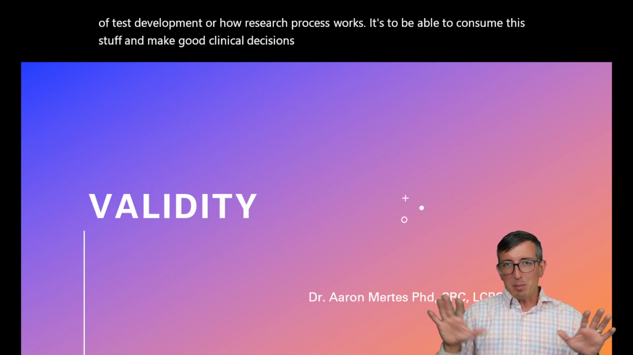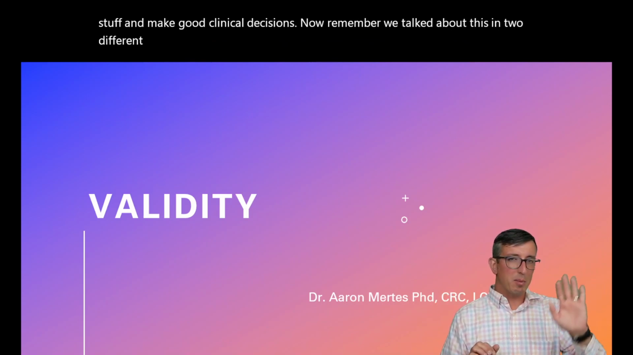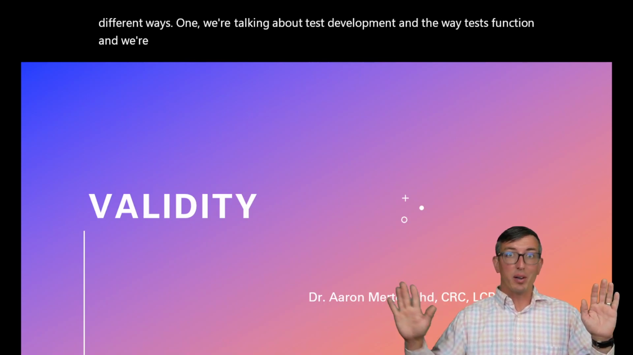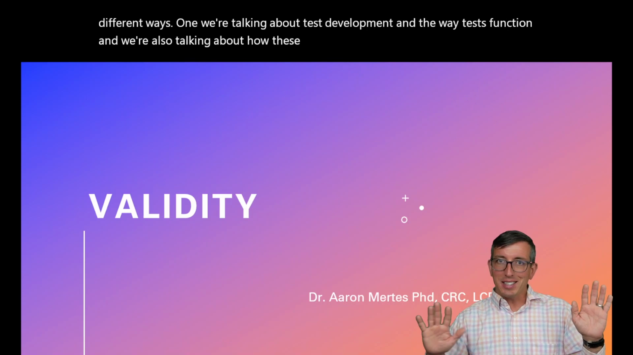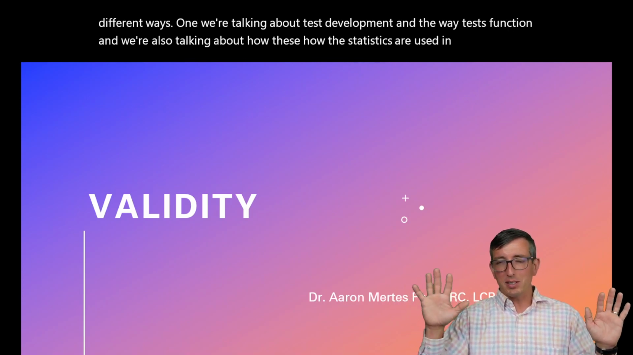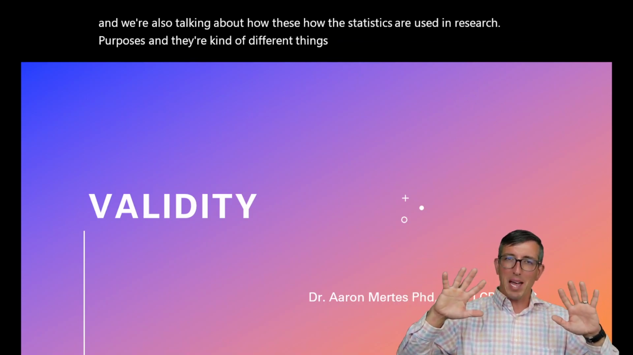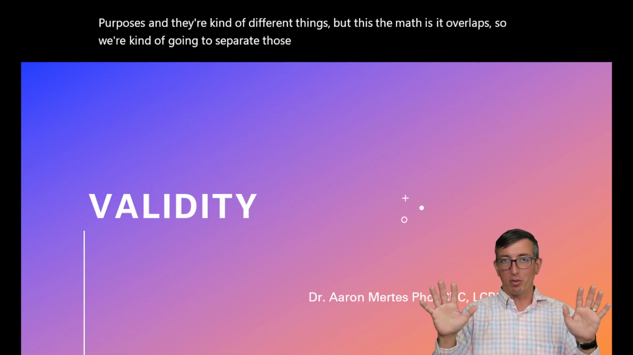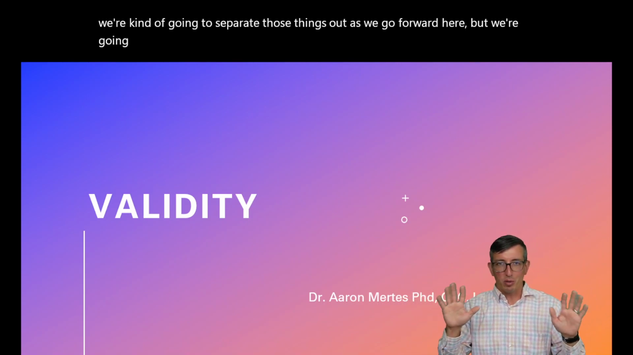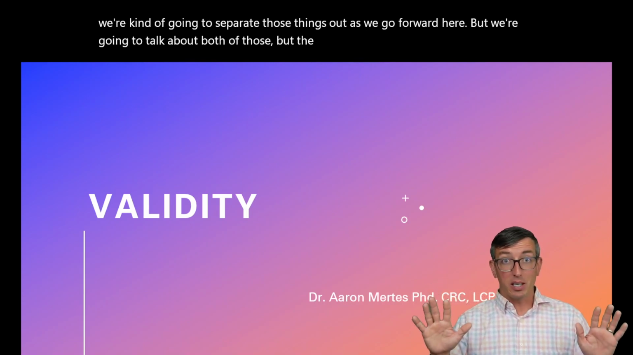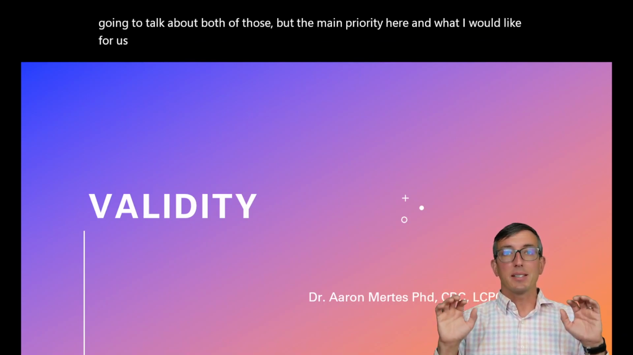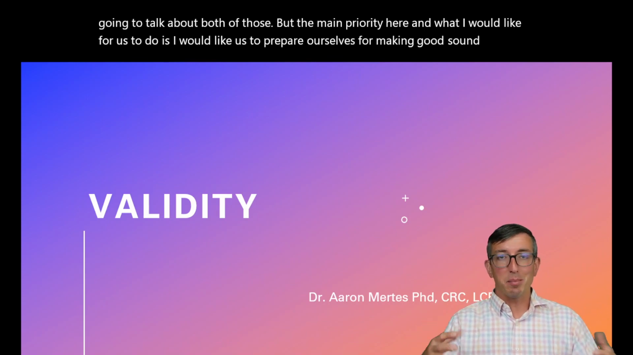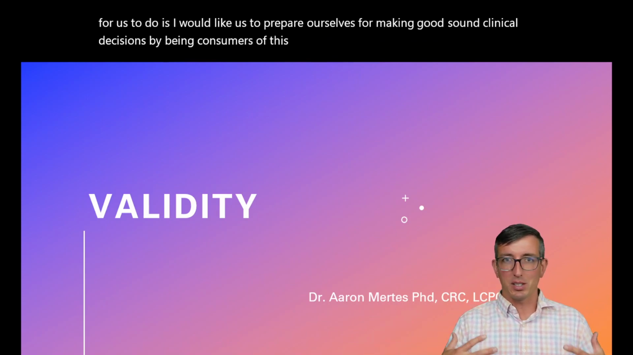Now remember, we talk about this in two different ways. One, we're talking about test development and the way tests function, and we're also talking about how the statistics are used for research purposes. They're kind of different things, but the math overlaps, so we're going to separate those things out as we go forward, but we're going to talk about both of those. But the main priority here is to prepare ourselves for making good, sound clinical decisions by being consumers of this information.